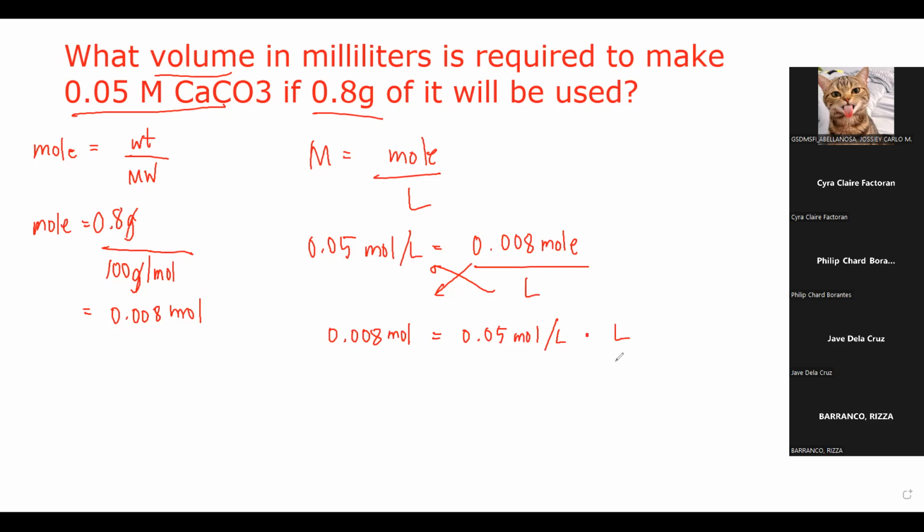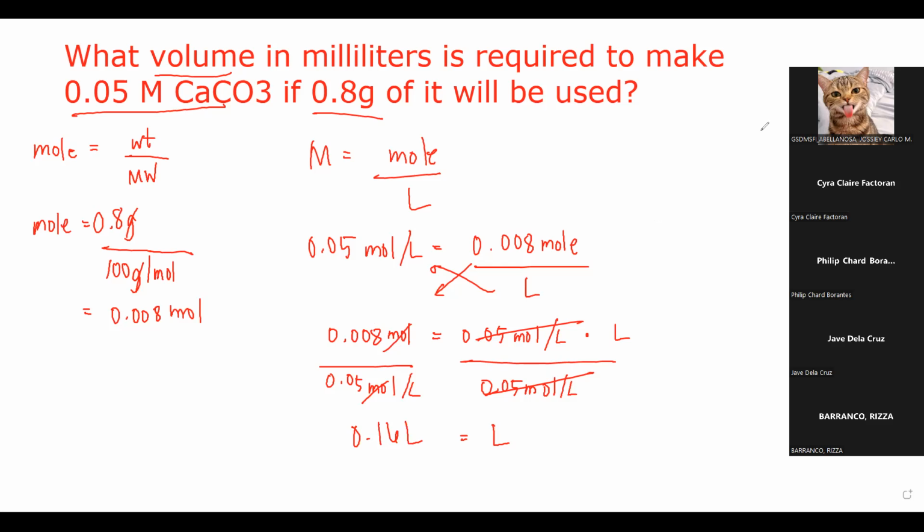Now, divide both sides by 0.05 moles per liter para makancel natin ito. Ang maiwan sa kabila, yung hinahanap natin. We can also cancel the moles. So, 0.008 divided by 0.05 is 0.16 liters.